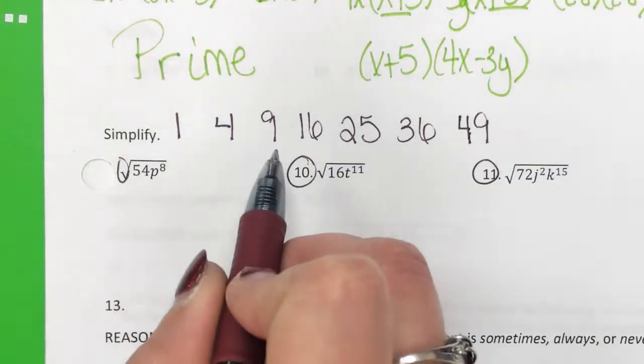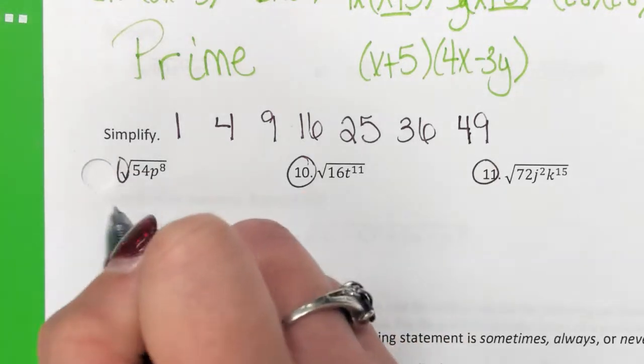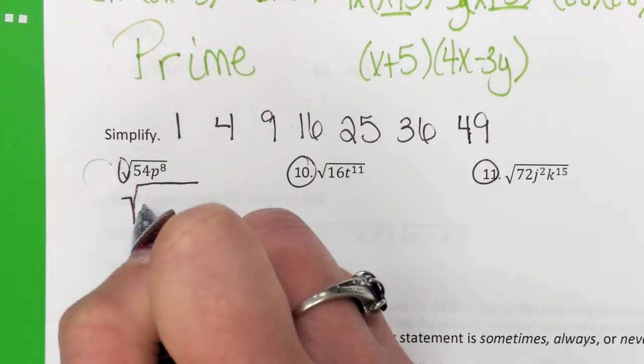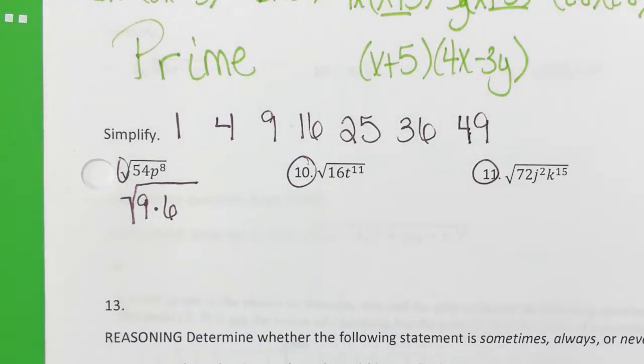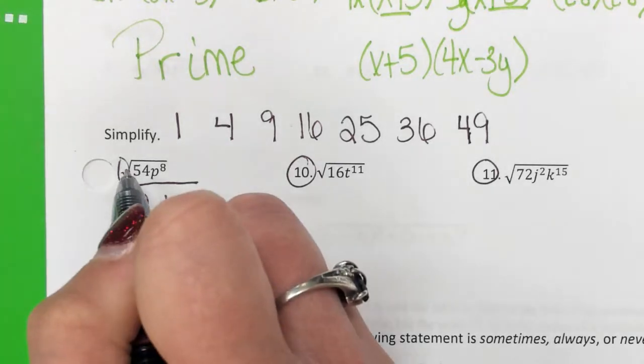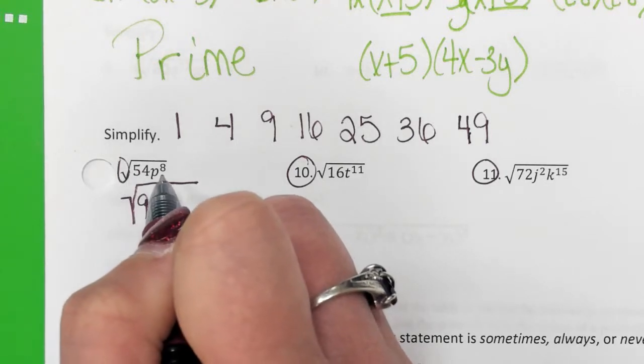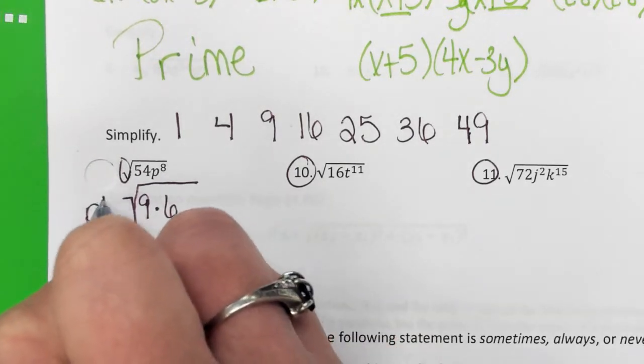But you've got to have the number that's on this list, okay? You can't just have 2 random numbers. So we're going to rewrite 54 as 9 times 6. But we do letters differently. What number do we always divide letters by? Remember? 2. Because this is a square root, and square root means 2. So what's 8 divided by 2? P to the 4th. There you go.